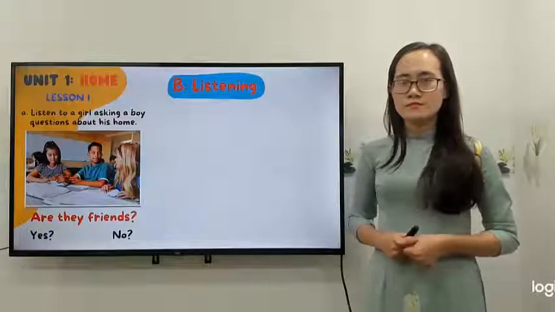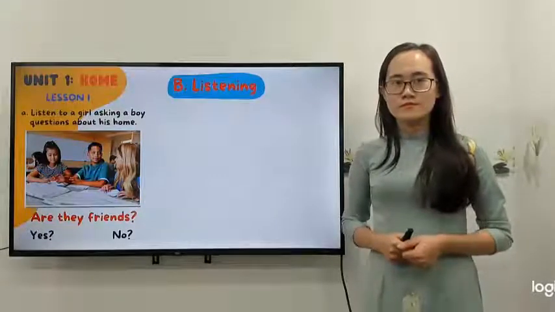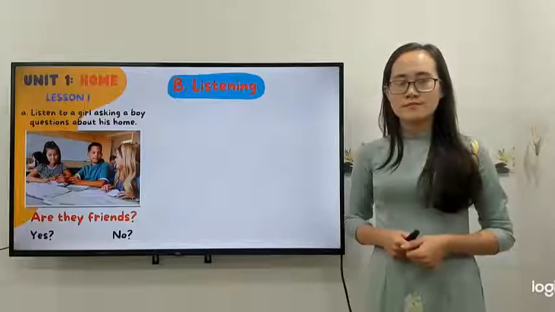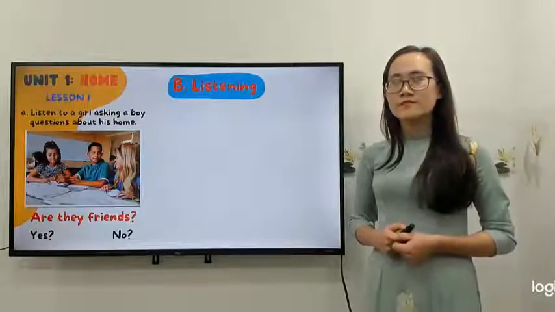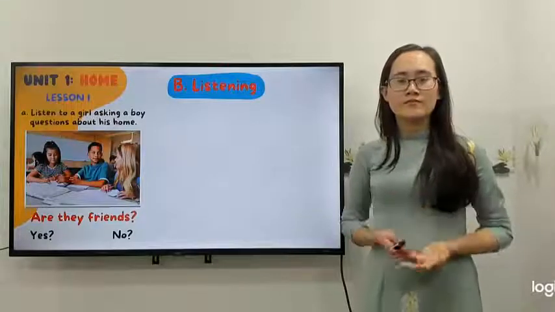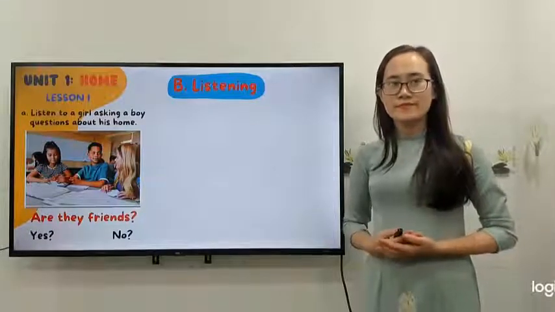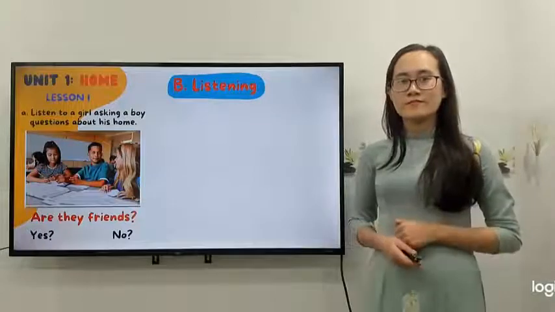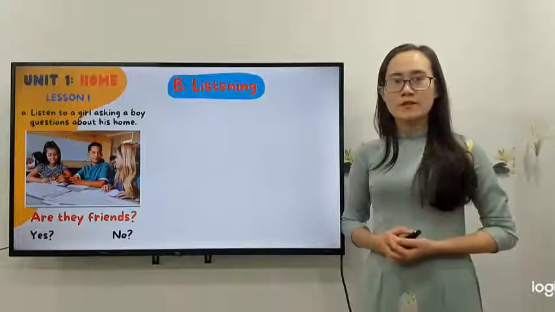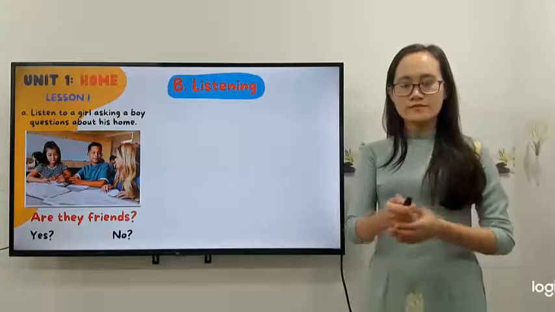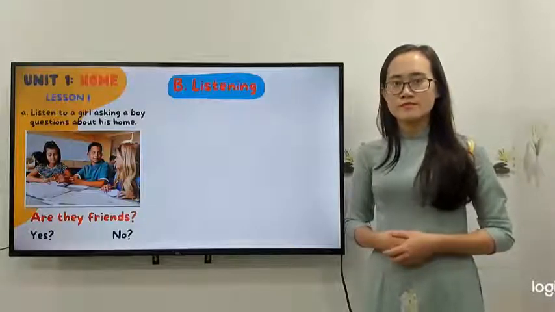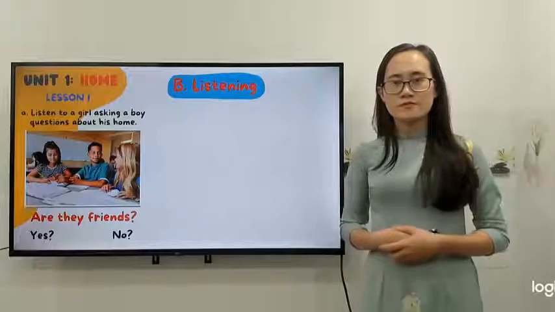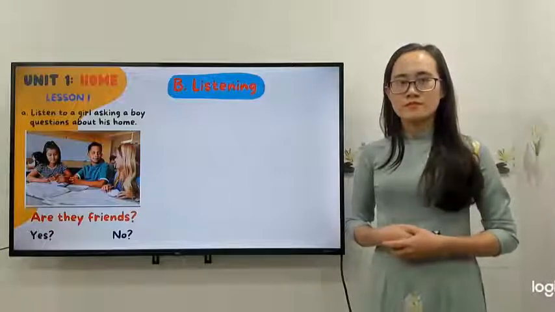How many bedrooms does it have? 2. Does it have a pool? Yes, a small one. Does it have a garage? No, it doesn't. Does it have a gym? Yes, it does. There's a gym in the basement. Does it have a balcony? Yes, it does. I can see the city from it. Great, thank you for your help. You're welcome. Goodbye.